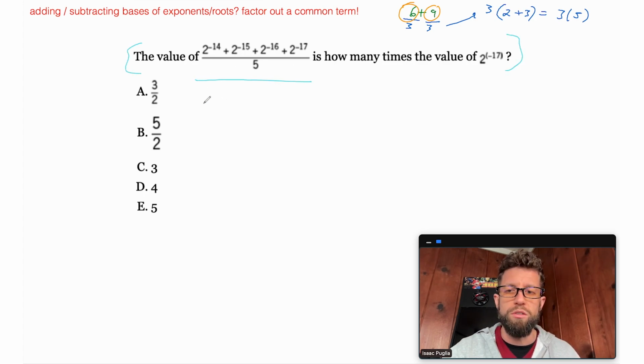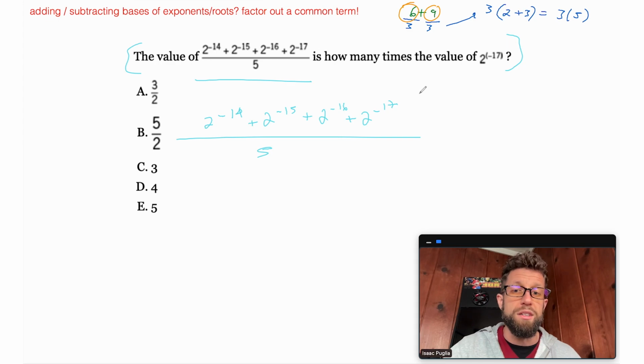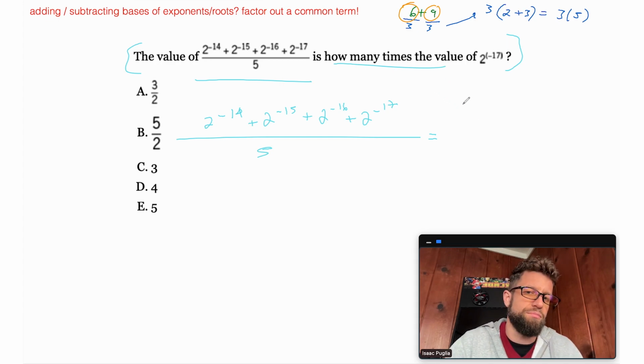So the value of blah, this thing, pretty much always means equals in an algebraic translation situation. How many times? Okay, I don't know how many times I need to multiply by this thing, so I'll create a variable. Let's just keep it simple. We'll call it x. How many times the value of this, 2 to the negative 17?